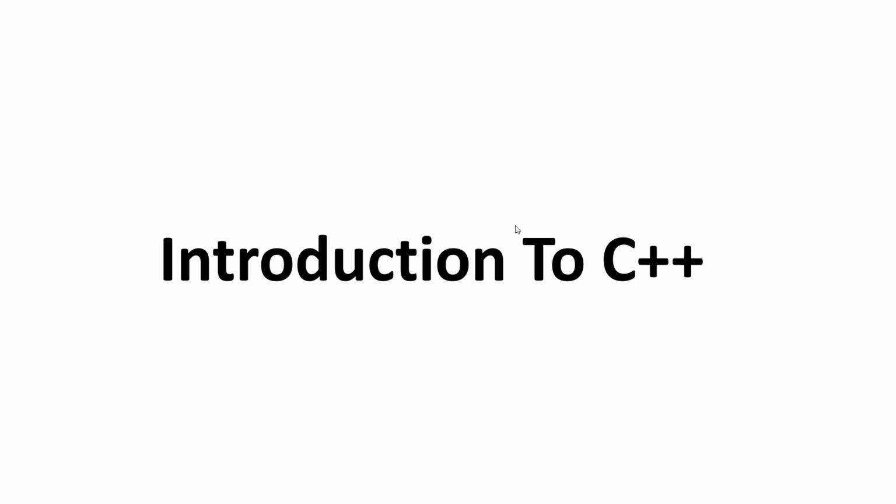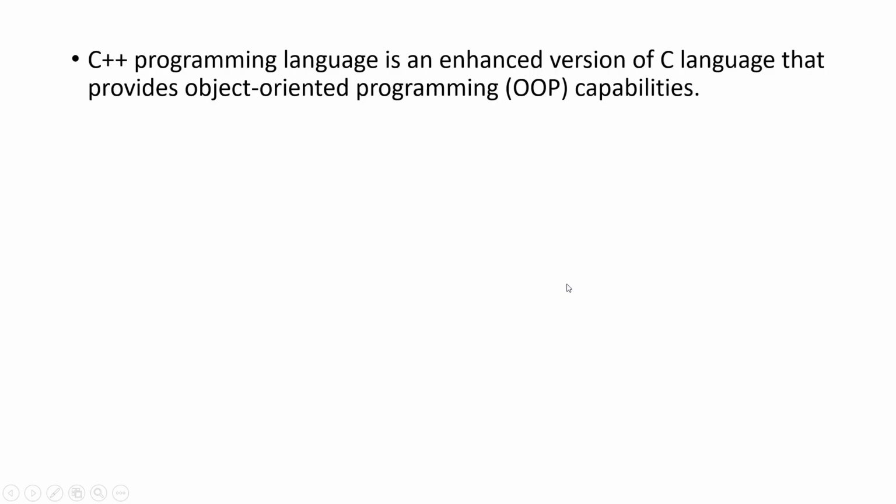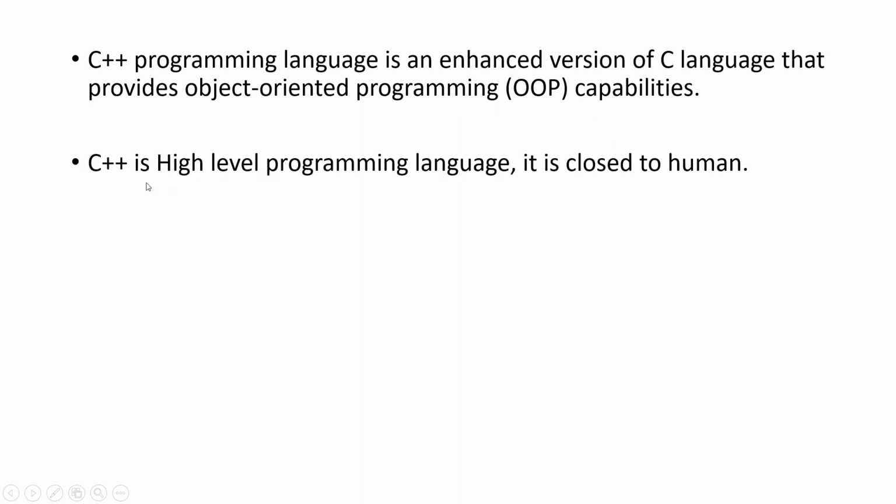So this is the second video in our C++ programming language course. Today we will learn the introduction to C++. C++ programming language is an enhanced version of C language which provides object-oriented programming capabilities. C++ is a high-level programming language. C++ has English phrases or English statements for programming, which make it easy for us to understand.